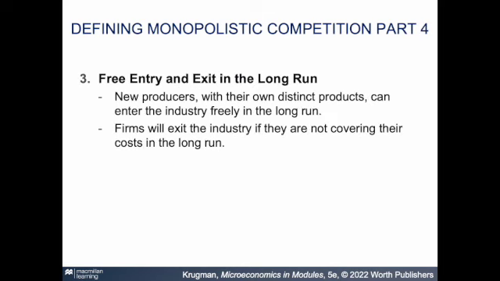24. Defining monopolistic competition. Part 4. 3. Free entry and exit in the long run. New producers, with their own distinct products, can enter the industry freely in the long run. Firms will exit the industry if they are not covering their costs in the long run.